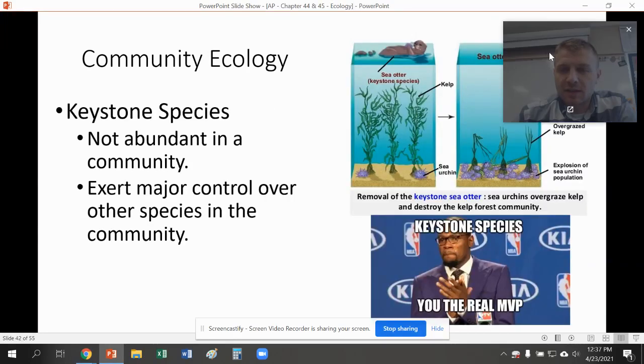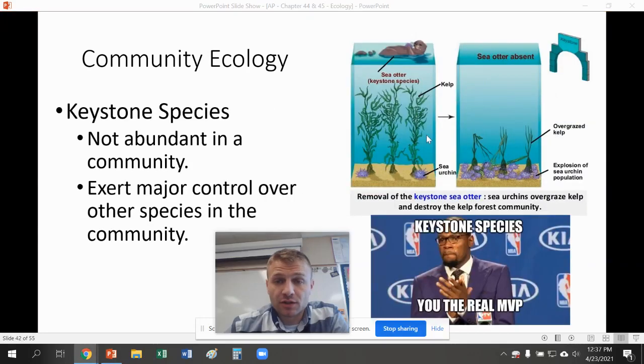Keystone species. This is a species that is very important to a community. So you can see this otter, even though it's a tertiary or a top level consumer, it's very important to have that otter in this environment, because without it, these sea urchins would overgrow and bloom in their population. And you can see here the overgrazed kelp. So these otters keep this species in check, which makes the ecosystem work very efficiently.